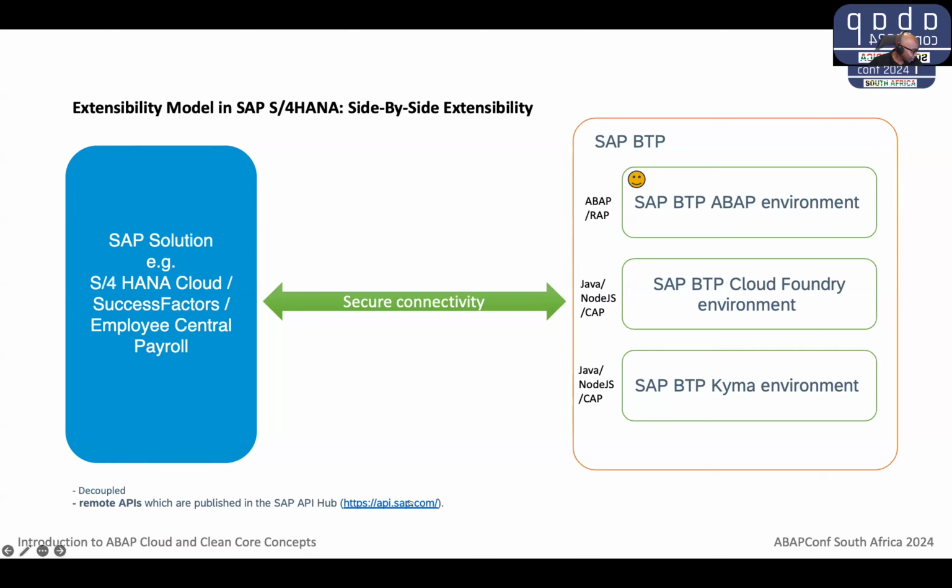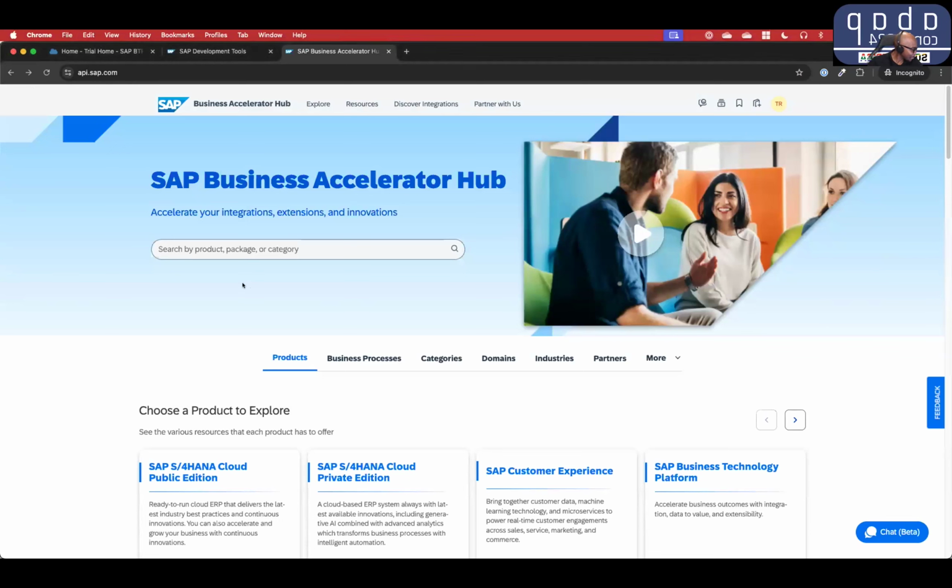Okay, and then another thing worth mentioning, so you'll see the secure connectivity here, and that secure connectivity is facilitated by remote APIs that SAP publishes. So for all of the SAP solutions that are basically cloud solutions, SAP actually provides an API hub. So they publish an API hub, and let me just see if I have this open somewhere. Yeah, so this is the API hub.